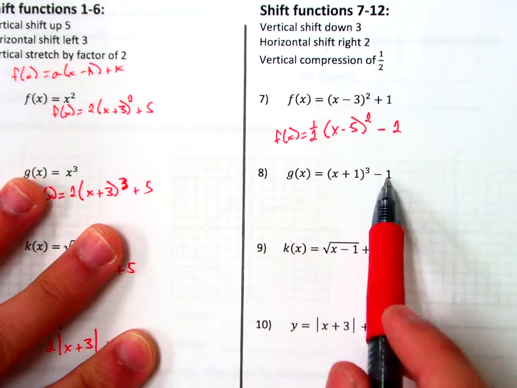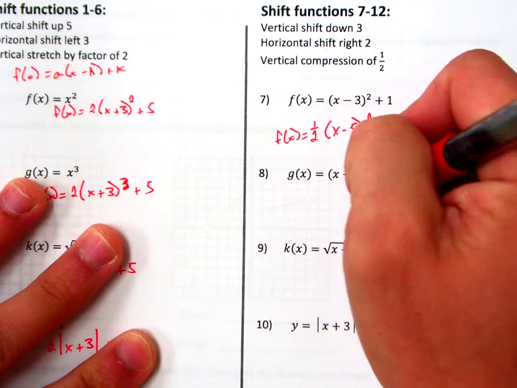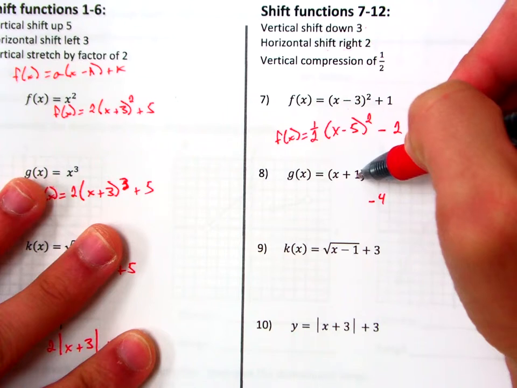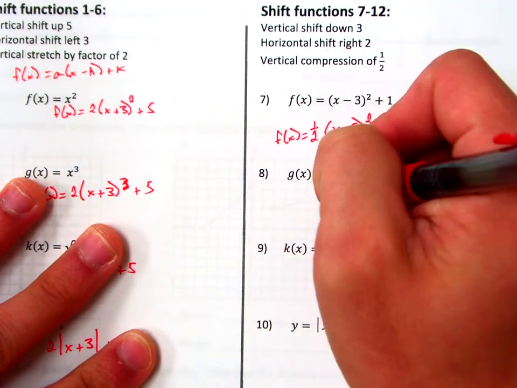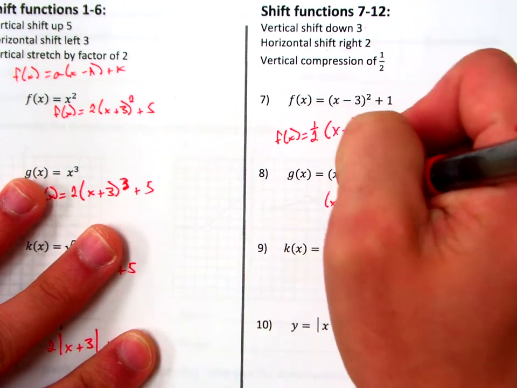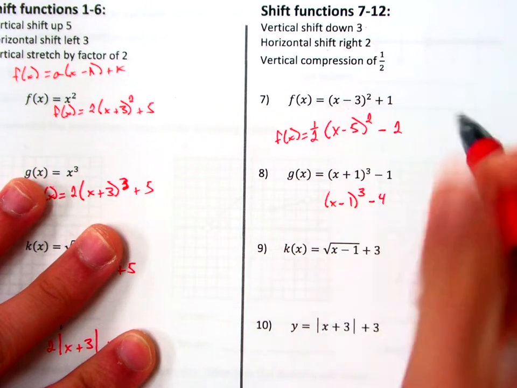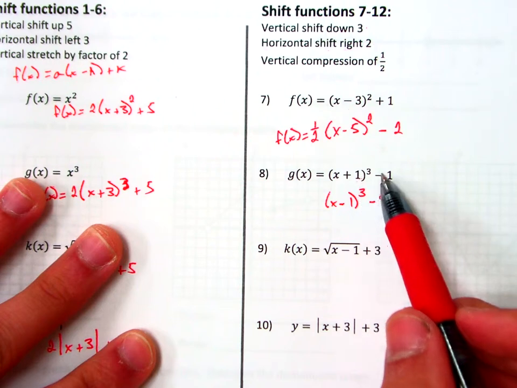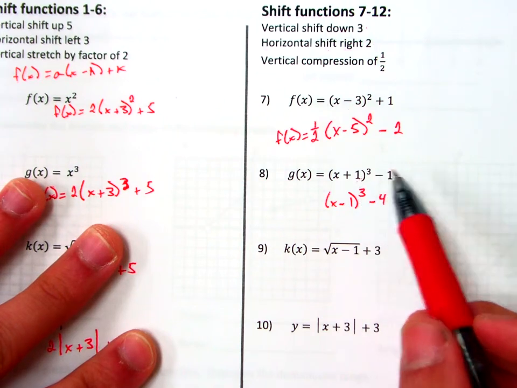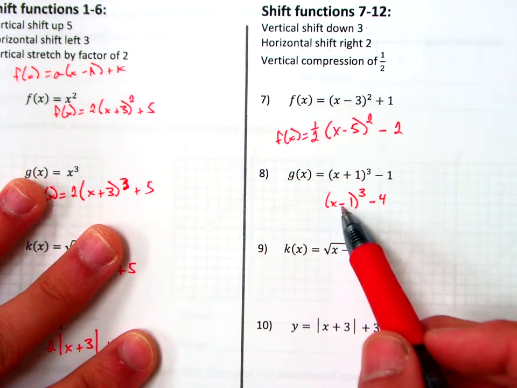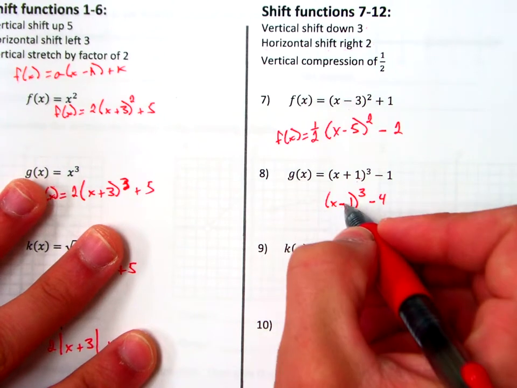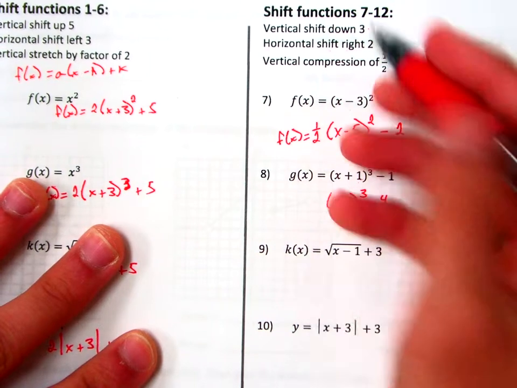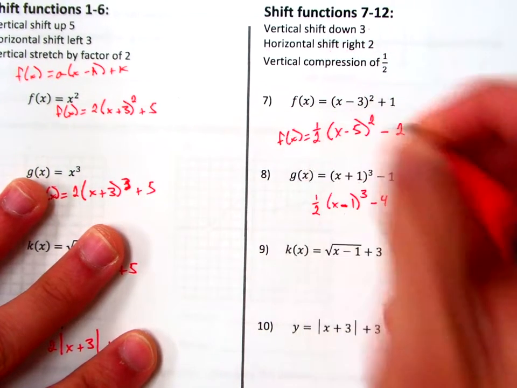So I need to go down 3. So it's already down 1, so it's going to be a down 4. I need to go right 2. It's already left 1, so if I go right 2, it's going to actually look something like this, x minus 1. So I'm going right 2 from here. It's already left 1, so I need to go right 1 would be at 0, then right 2 would be at positive 1. So how do I get to positive 1? Remember, h is an opposite. Okay. So next, compress by a factor of 1/2.